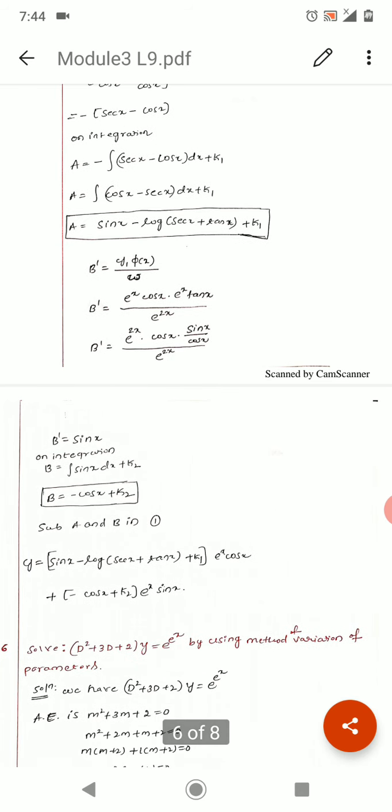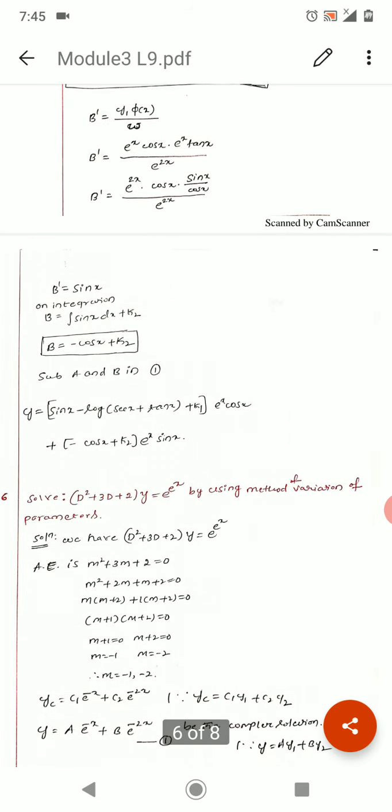Now consider b dash, which is equal to y1 phi of x divided by w. Here y1 is equal to e power x cos x and phi of x is e power x tan x, divided by w is e power 2x. Again, e power x into e power x is e power 2x, into cos x, into tan x, which is sin x by cos x, divided by e power 2x. Here also e power 2x gets cancelled and cos x also gets cancelled. We get b dash is equal to sin x.